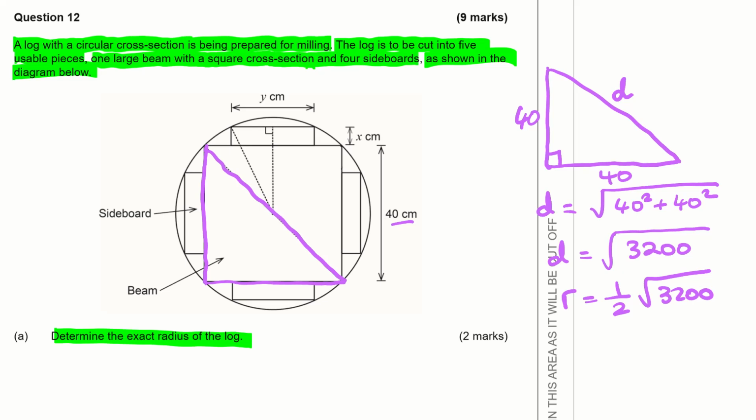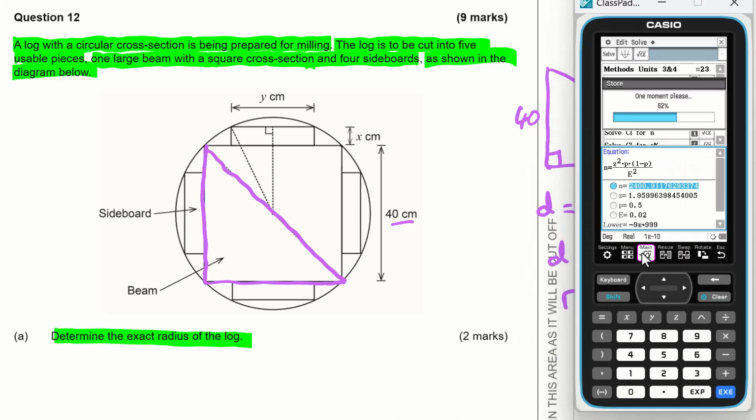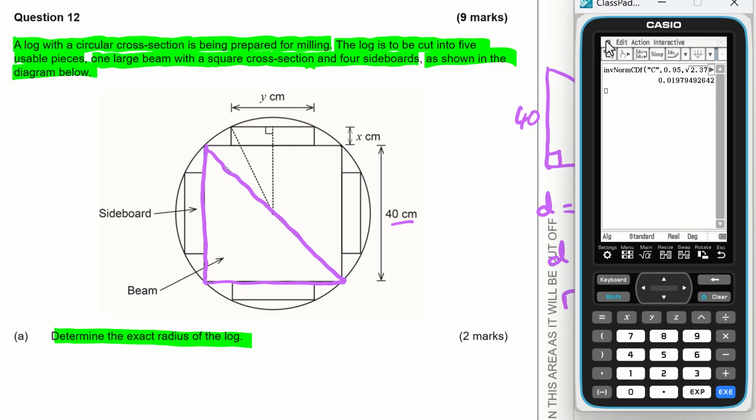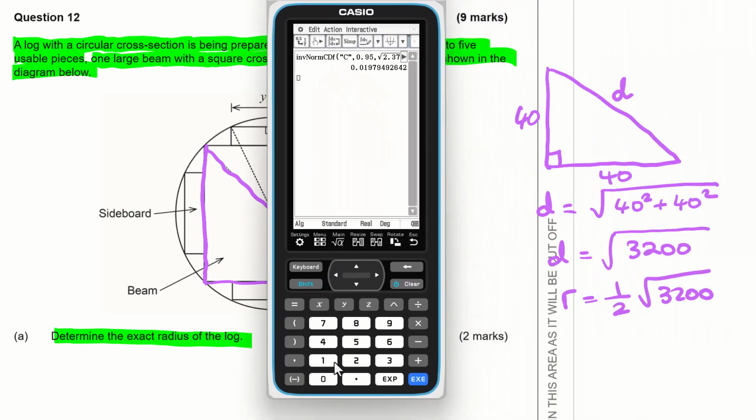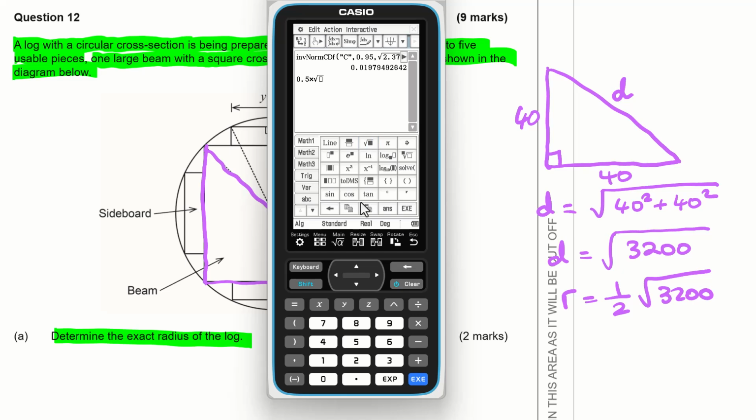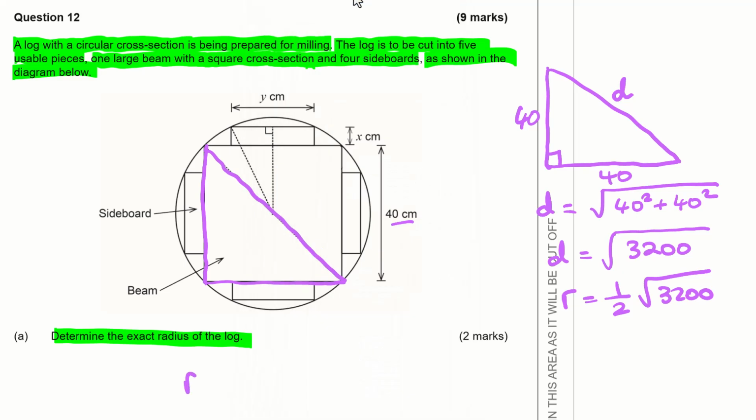So we could use our calculator to simplify that for us. We don't need to do it manually. We could do it manually easily enough, but I'm in standard, and so I am going to do 0.5 times the square root of 3,200, and that gives me 20 root 2. And that would be in centimeters.